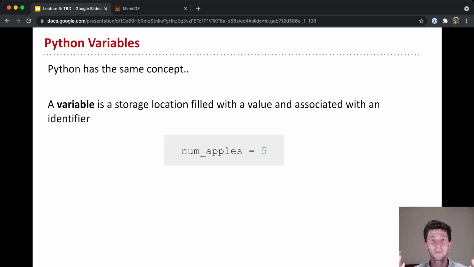Python has the same exact concept that you're already familiar with in algebra. To really put it formally, a variable is a storage location that's filled with a value and associated with an identifier. In particular, a storage location on that frame that we saw earlier, kind of a scratch paper.